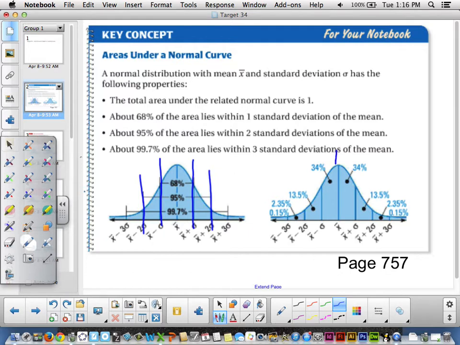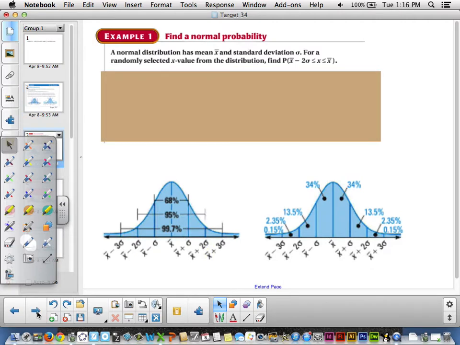If you look at it one-sided, this table kind of follows the one-sided. This table's on page 757 in your book. You're going to want to reference this table as we work through these activities and as you work through any assignments that you are given in class. So let's use this table.